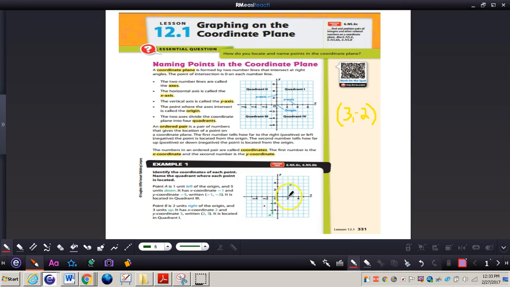So +2, it's in line with +2. And then you can see 3 units up on the y-axis. The reason why we go up is because it's a positive number. Okay, so we can see that it would be written as (2, 3). Remember, it's always parentheses around your ordered pair. And we know that it's located in quadrant 1 because we have 1, 2, 3, and then 4 as far as the names of the different quadrants.